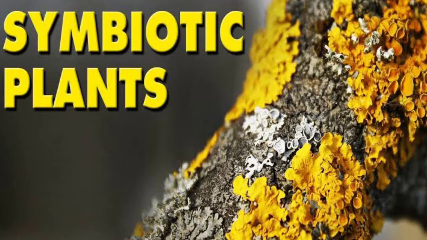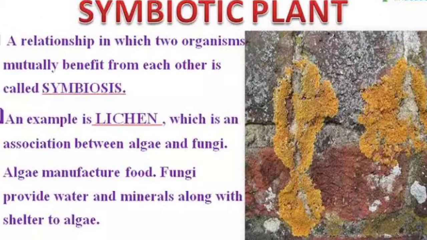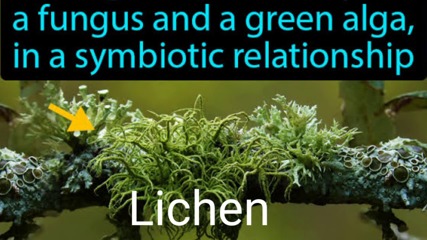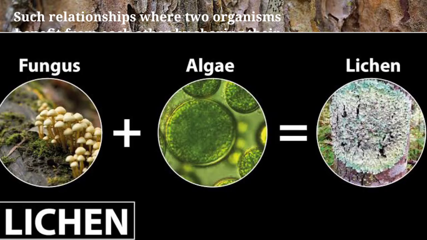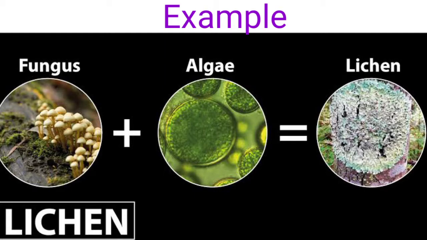Symbiotic plants. The plants which live in association with other plants and share shelter and nutrients are called symbiotic plants. This association between two different plants is called symbiotic relationship. Some examples of symbiotic associations are the association between a green algae and a non-green fungus. Simply you can understand, where two organisms benefit from each other by sharing their resources and shelter, it is known as symbiotic relationship. Lichen is an example of a symbiotic relationship between a green or blue-green algae and a fungus.